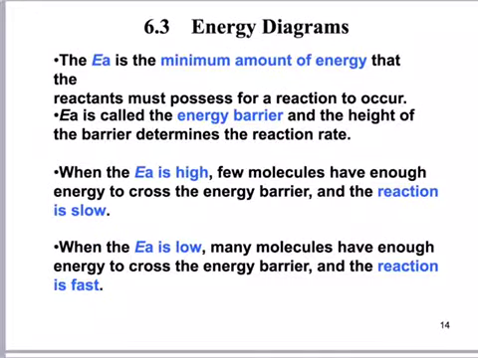So that energy of activation is the minimum amount of energy that the reactants must possess for a reaction to occur. Okay? The EA is often called an energy barrier. And as I talked about, if you have a really big energy barrier, then the reaction is going to be slow because it's harder to get across. In other words, fewer molecules are going to have enough energy to cross that barrier. Okay? But if you have a low energy of activation, then a lot of the molecules are going to have enough energy to cross the barrier. The reaction tends to be faster.